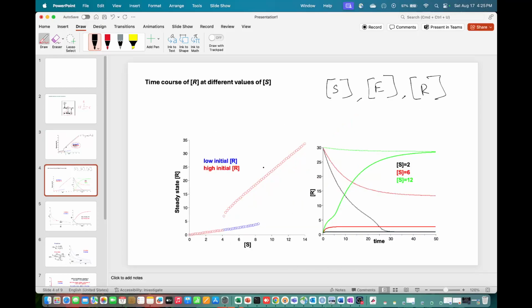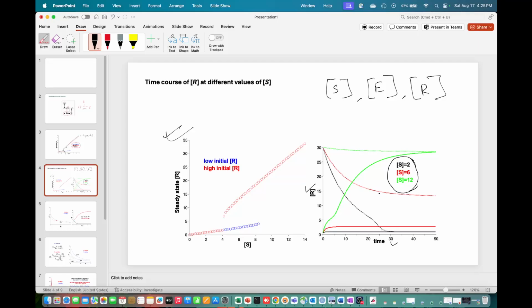This is the characteristic of how it shows. This plot I already showed you. If you have a high initial value of R, you have a sigmoidal function. If you have a low initial value of R, you have a linear function. Now if you notice the concentration change of R in time, it depends heavily on S, right?